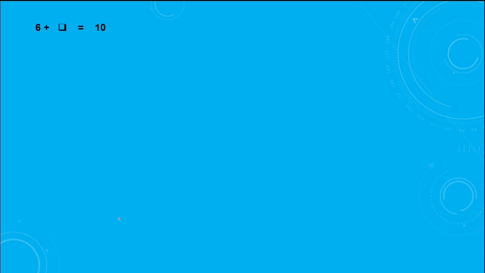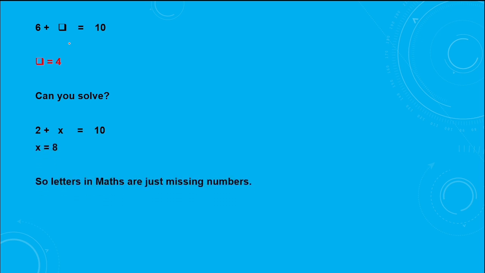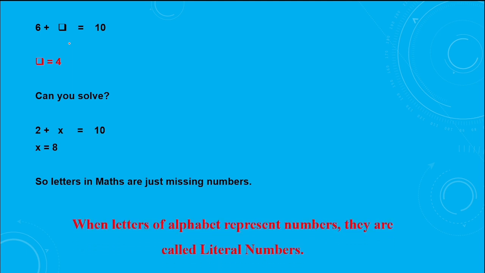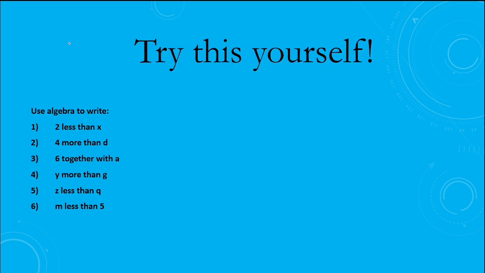So let's solve. Can you tell me 6 plus box equal to 10? So tell me what is the box? Now box equal to 4. Yes or no? Similarly, can you solve 2 plus x equal to 10? Tell me the answer of x. Then what is the value of x? Now we can say that x equal to 8 because 8 plus 2 equal to 10. Yes or no? So letters in math are just the missing numbers. So we can say that when letters of the alphabet represent numbers, they are called literal numbers. Understand?